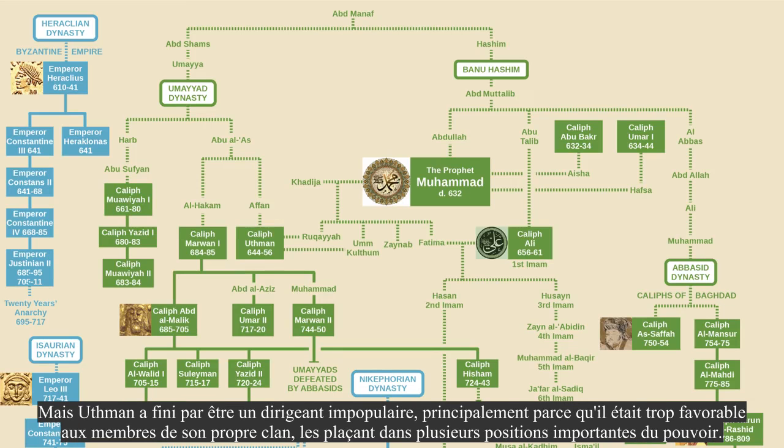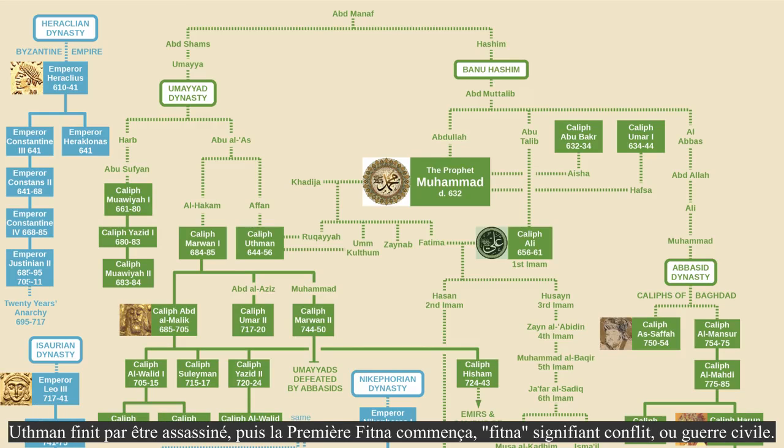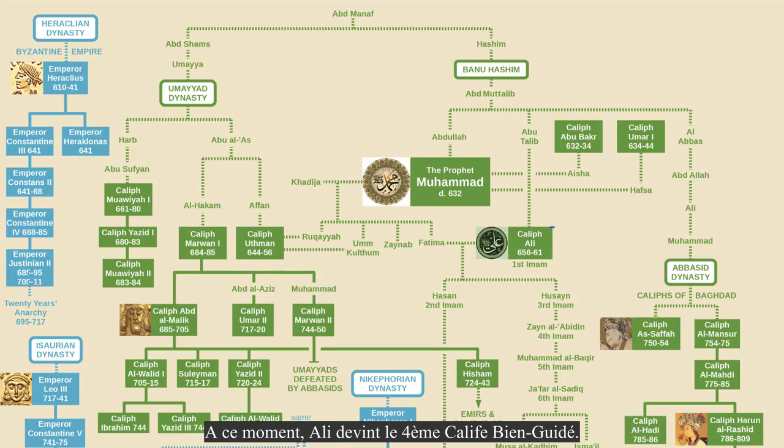But Uthman ended up being an unpopular ruler, mostly because he was overly favorable to the members of his own clan, putting them in several important positions of power. So eventually, Uthman was assassinated and the first fitna began, fitna meaning strife or civil war. At this point, Ali became the 4th Rashidun Caliph.